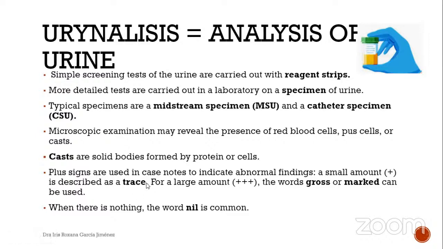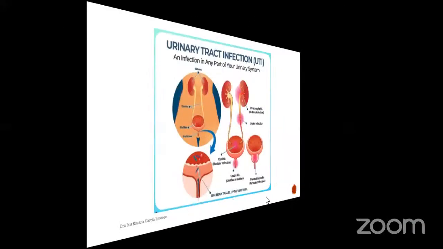Plus signs are used in case notes to indicate abnormal findings. I mean, 1 plus, a small amount, is described as a trace. For a large amount, we use 3 pluses. In words, they could be described as gross or marked, like synonyms. When there is nothing, the sample of urine is normal, there is no pathological situation, the word nil is common. I mean, urine, colon, nil, okay? Nothing to say about it, it means.